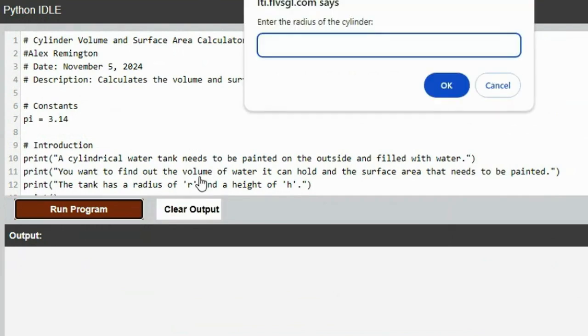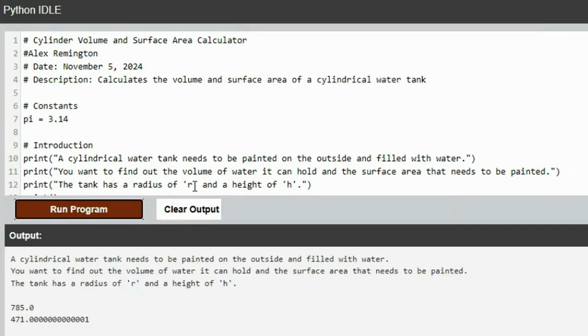Enter the radius. I'm going to enter a radius of 5 and a height of 10. So there, this cylindrical water tank needs to be painted on the outside, filled with water. You find the volume. That's what you had on there. The tank has a radius of R and a height of. Now, see, this would be a lot better. And I'm thinking as a user, if you put this program out there for the world to use, when I was looking at this, I would expect it to say the tank has a radius of 5 and a height of 10, because that's the numbers I just entered.